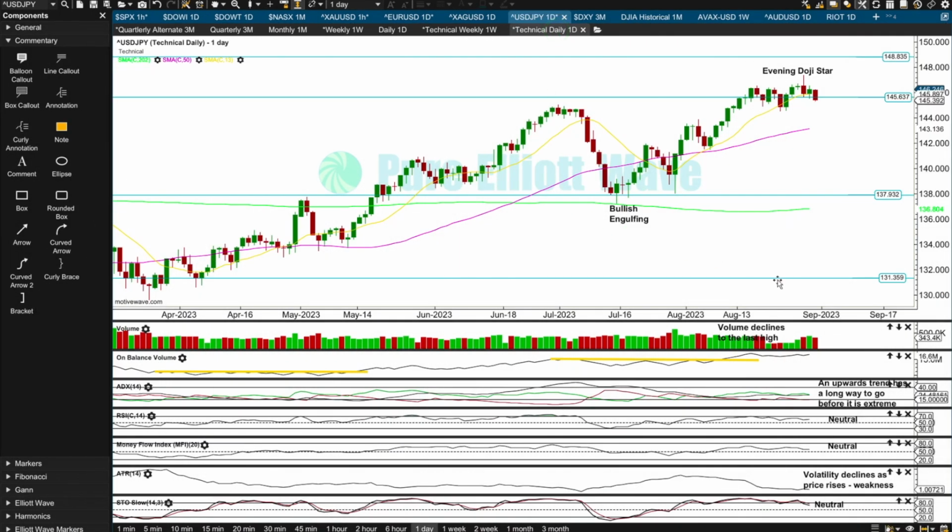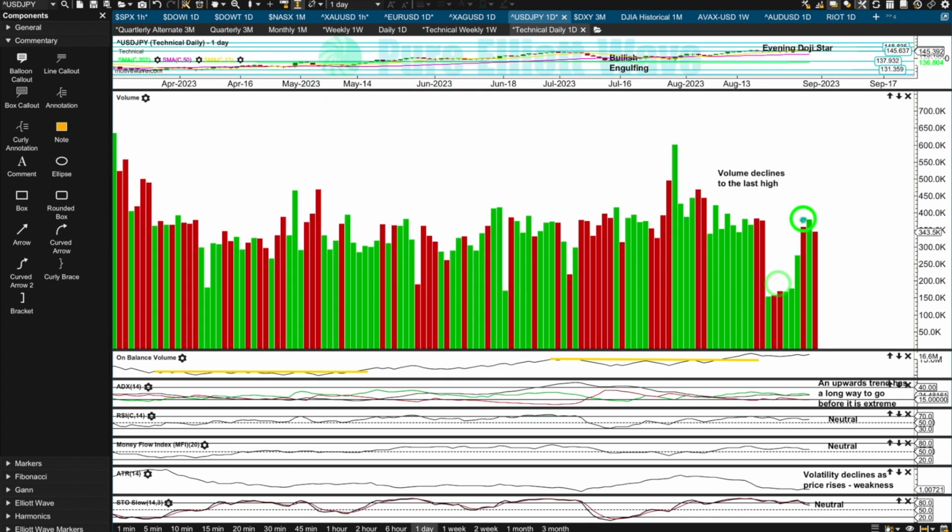On the daily, looking for some technicals, we have an evening doji star candlestick pattern at the last high, and now this current session looks quite bearish, so it's possible we could have that high and we might not get that very last high I'm expecting. Look out for next support 137.932 and resistance above if we do see another high 148.835. There was a little bit of a push in volume for the last upward movement, but overall volume is still declining as price moves higher.